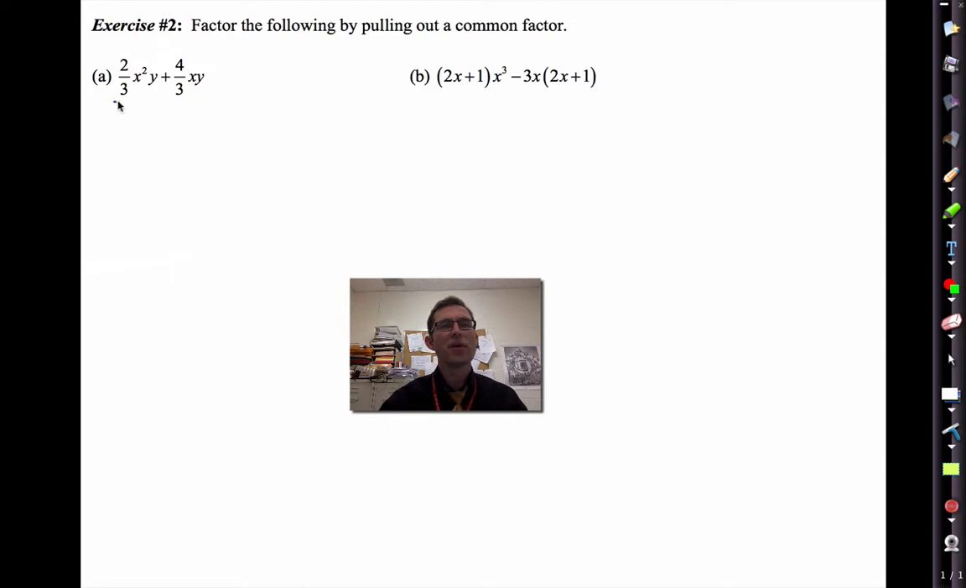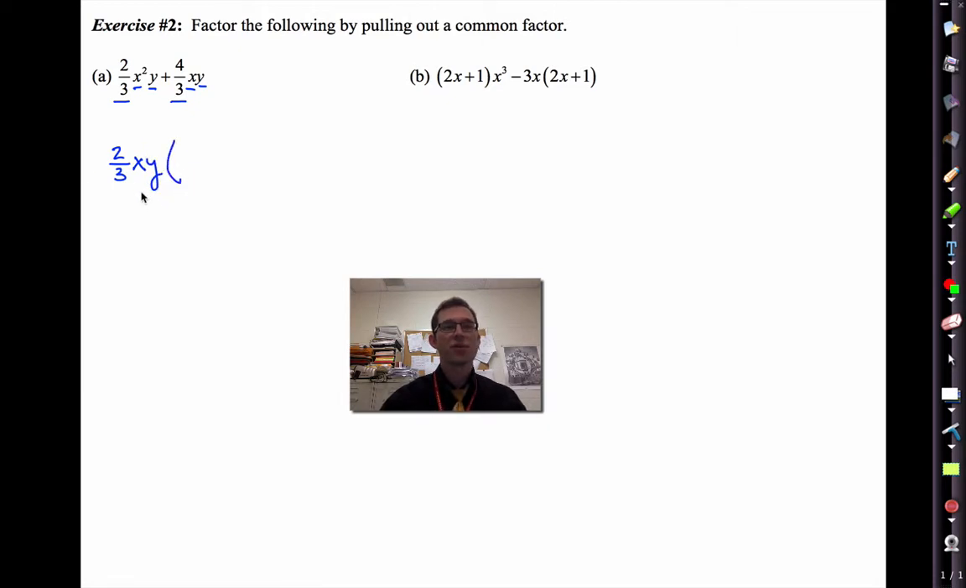Now, letter A is a little bit weird because of these fractions. An argument could be made that maybe we just leave those fractions in, but I should be able to actually factor a 2/3 out of both of those. Now notice this has an x to the second, this has an x to the first, so the largest thing that's common is x to the first, and then they both have a y to the first. So I'm going to pull out 2/3 xy.